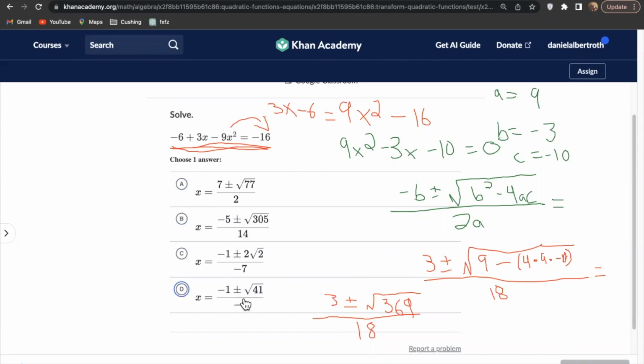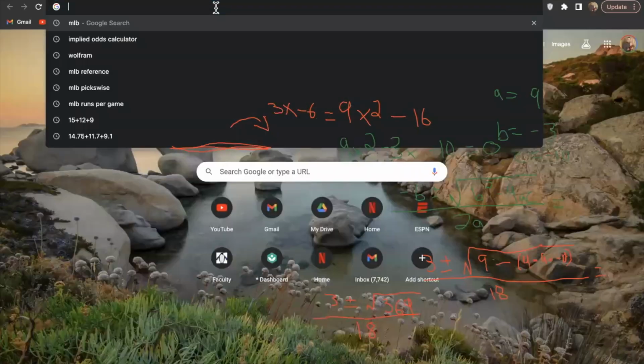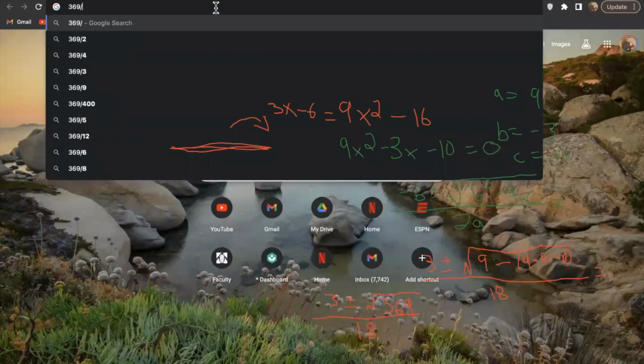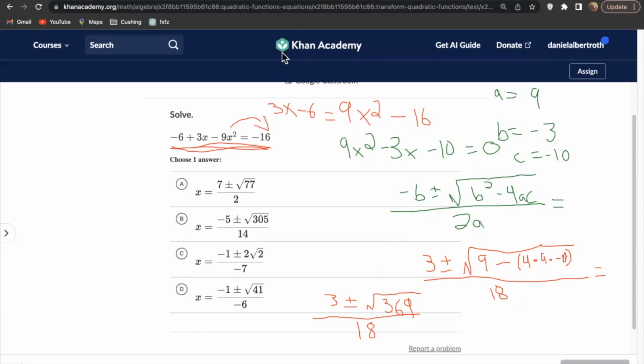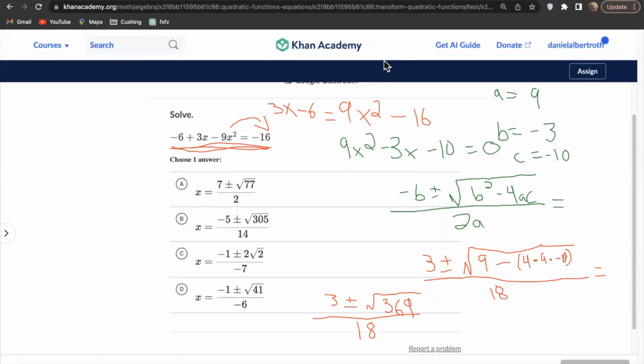Looking at my answer choices here, I like D. I'm seeing a 6, so I'm thinking maybe I'll divide something by 3. So what I'm going to do is see if 9 is a factor here. So 369, is 9 a factor? 369 divided by 9. Yes. So what I can do is I can rewrite here.